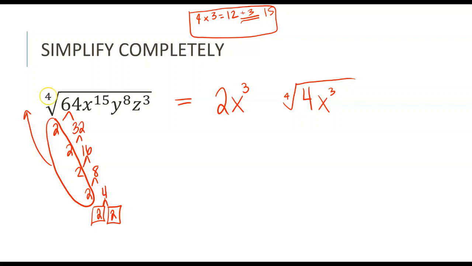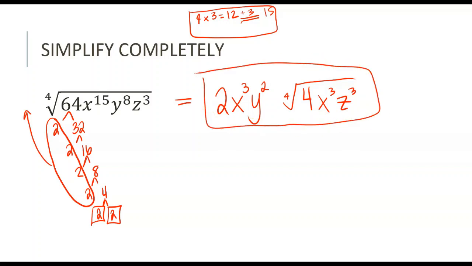All right, how many times does 4 go into 8? It goes in twice. So I have y to the second. And there's no remainder, nothing's left over. It goes in evenly. And last but not least, how many times does 4 go into 3? Well, oh snapskis, it doesn't go in at all. So in this scenario, when it doesn't go into the exponent, it is all left inside. So our final answer here, 2 times x to the third, y to the second, times the 4th root of 4, x cubed, z cubed.